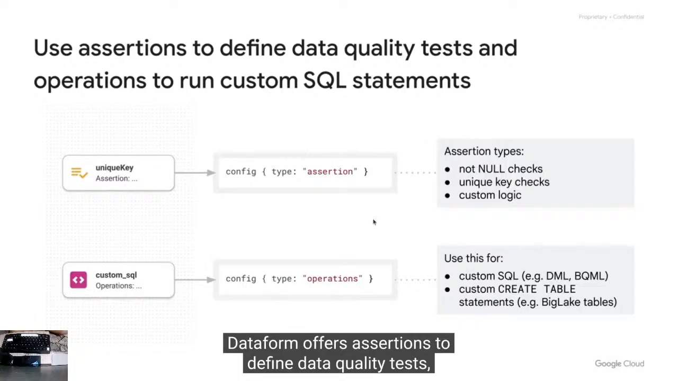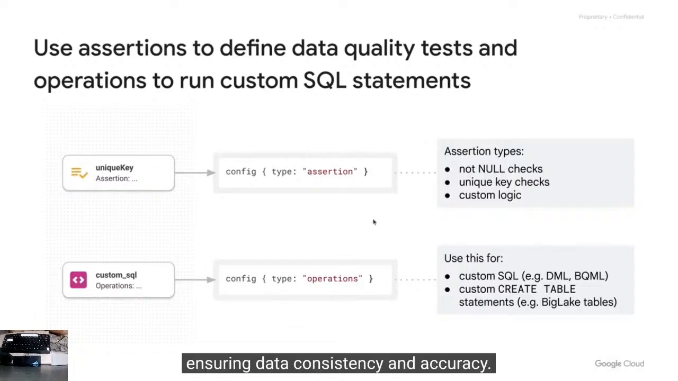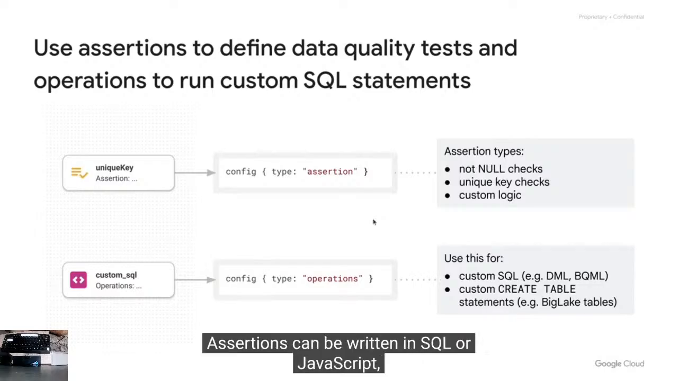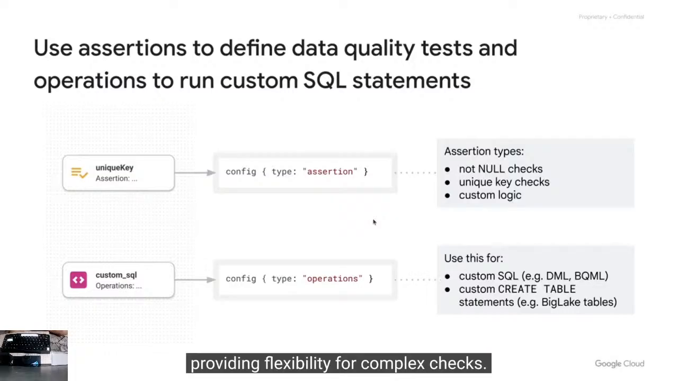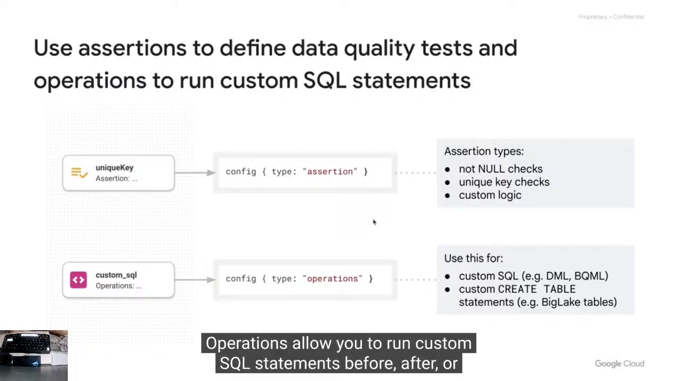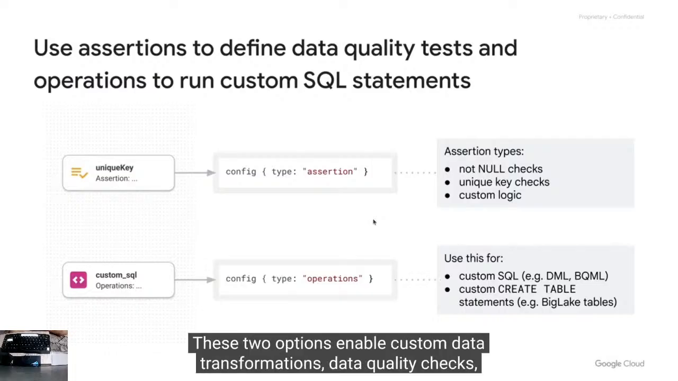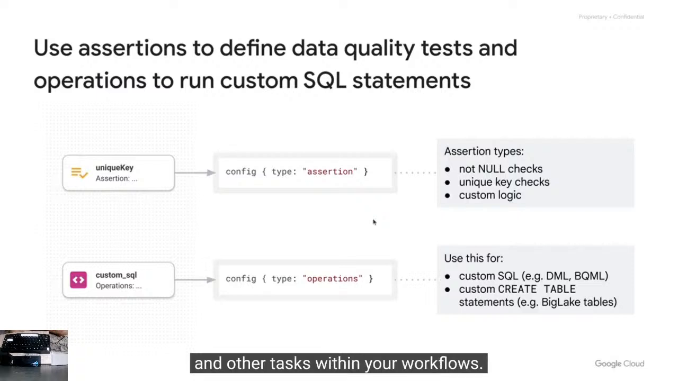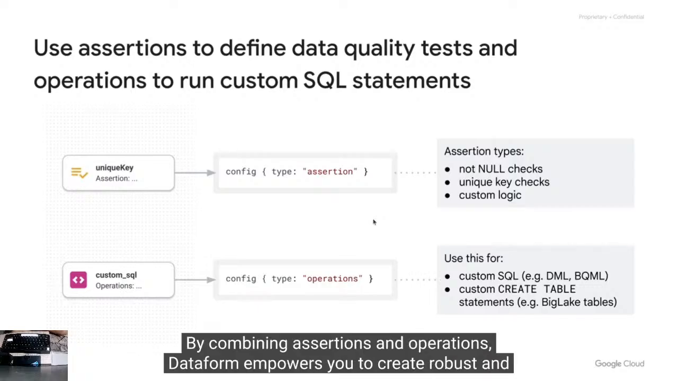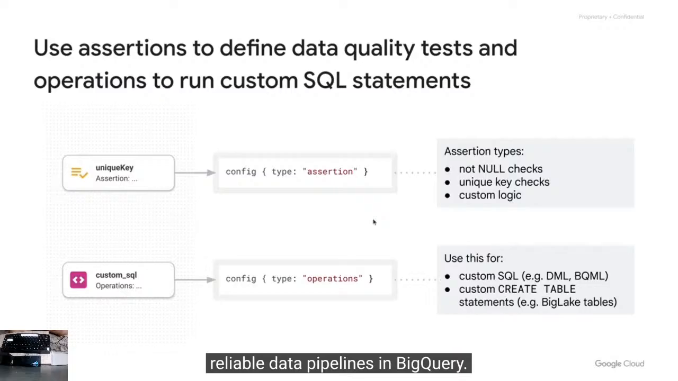Dataform offers assertions to define data quality tests, ensuring data consistency and accuracy. Assertions can be written in SQL or JavaScript, providing flexibility for complex checks. Operations allow you to run custom SQL statements before, after, or during pipeline execution. These two options enable custom data transformations, data quality checks, and other tasks within your workflows. By combining assertions and operations, Dataform empowers you to create robust and reliable data pipelines in BigQuery.